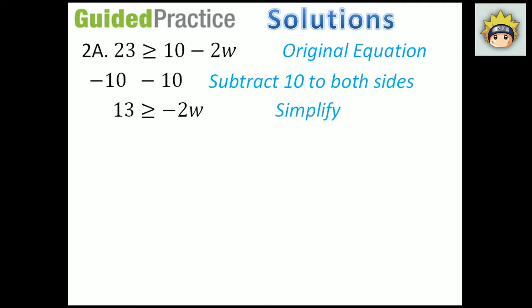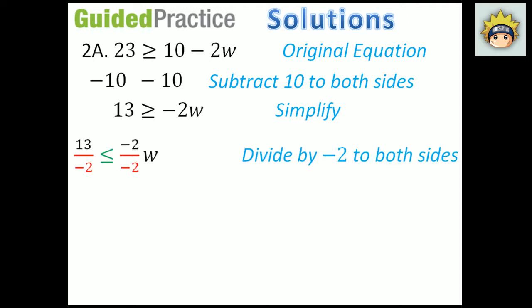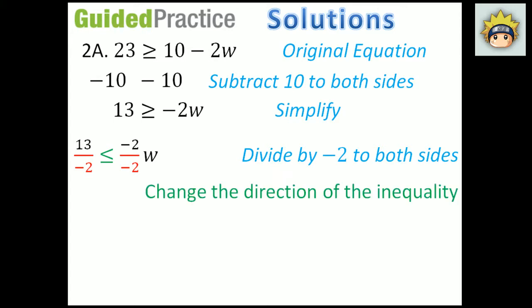Then I simplify. So 23 minus 10 is 13 on the left hand side. On the right hand side, I have a subtract 2w. You want to divide both sides by negative 2 because I'm trying to get w alone. In the process of dividing by negative 2, I have to change the direction of the inequality. So originally it was a greater than or equal to symbol. Now it is a less than or equal to symbol.